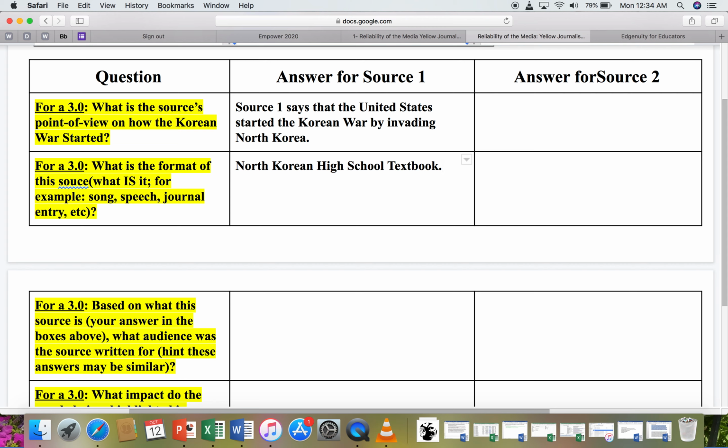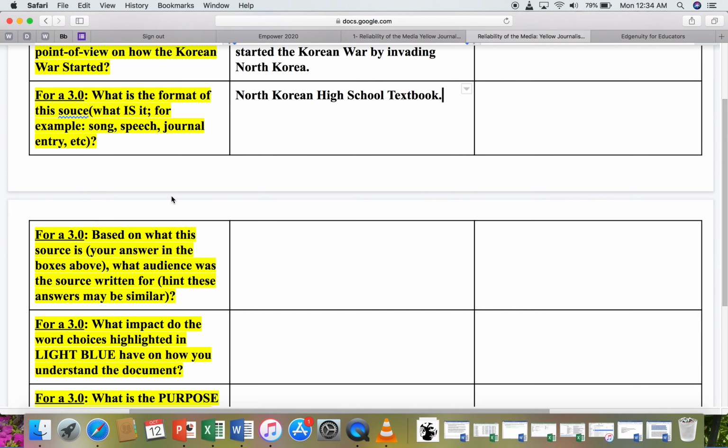It's a newspaper article. It's a book. It's a textbook. It's a speech. Whatever it is. Okay? So 3, based on what the source is, your answer in the box above. So based on the fact that this is a high school textbook for North Korean students, what audience was the source written for? Well, I basically just answered that because we know it's a high school textbook.